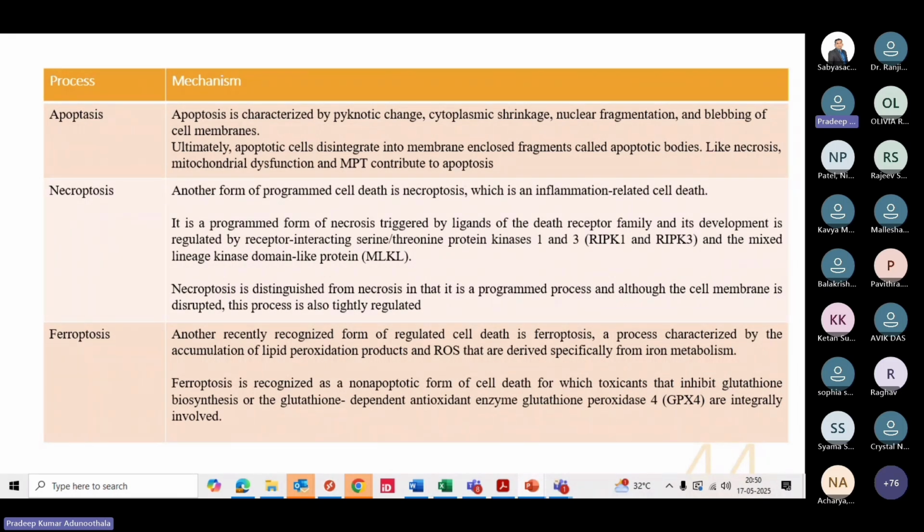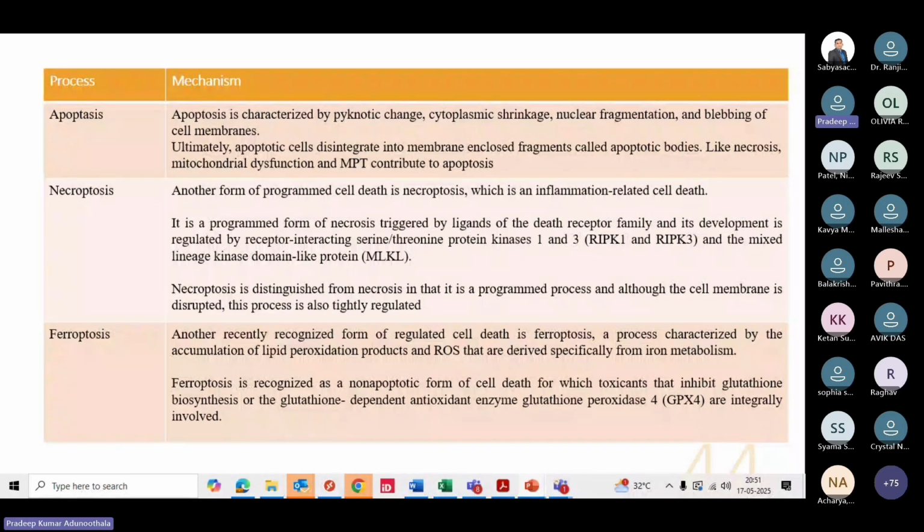Necroptosis is another form of programmed cell death, which is an inflammation related cell death. Here, necrosis is triggered by ligands of the death receptor family, and its development is regulated by receptor interacting serine threonine protein kinase 1 and 3, and the mixed lineage kinase domain like protein MLKL. With these proteins, necroptosis occurs, and it is distinguished from necrosis in that it is a programmed process, and although the cell membrane is disrupted, this process is also tightly regulated.